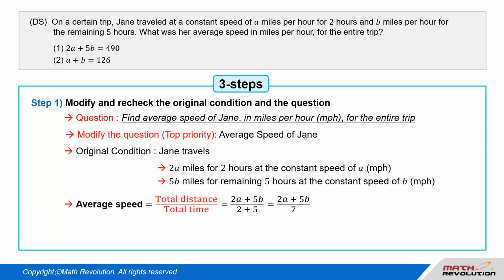Since the average speed is total distance over total time, which equals 2 times A plus 5 times B whole over 2 plus 5 equals 2 times A plus 5 times B over 7. We have to know the value of 2 times A plus 5 times B over 7 miles per hour. This is approximately a 49-level question.